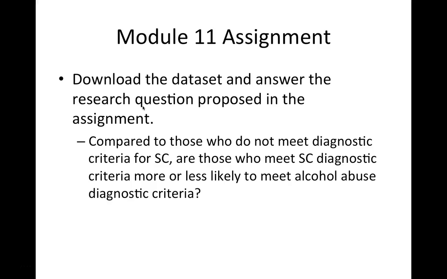So for the assignment for this module, as always, you'll download the data set and answer the research question proposed in the assignment. And this is the question that we talked about earlier. Compared to those who do not meet diagnostic criteria for sexual compulsivity, are those who meet SC diagnostic criteria more or less likely to also meet alcohol abuse diagnostic criteria? So are the variables of sexual compulsivity diagnosis and alcohol abuse diagnosis independent of one another? You'll write up your results section. There's no tables or graphs required in this one.